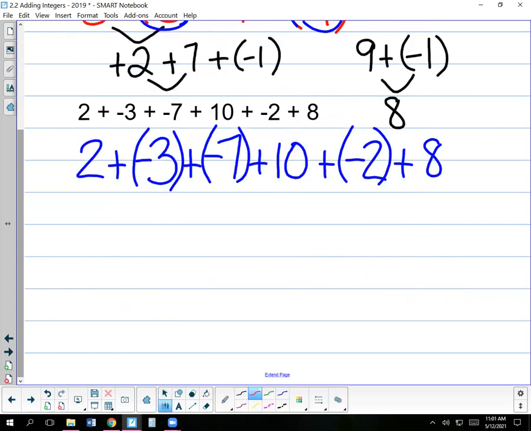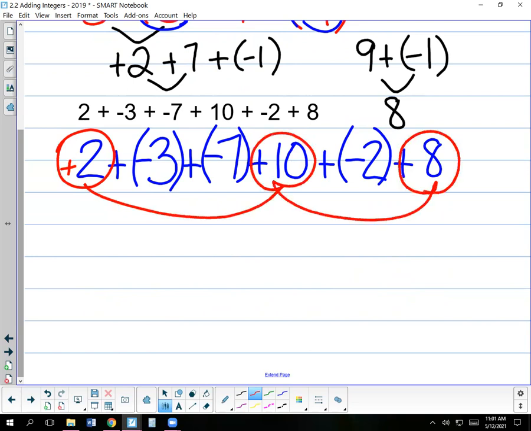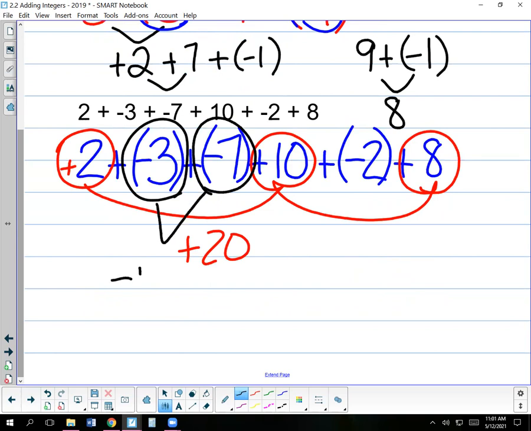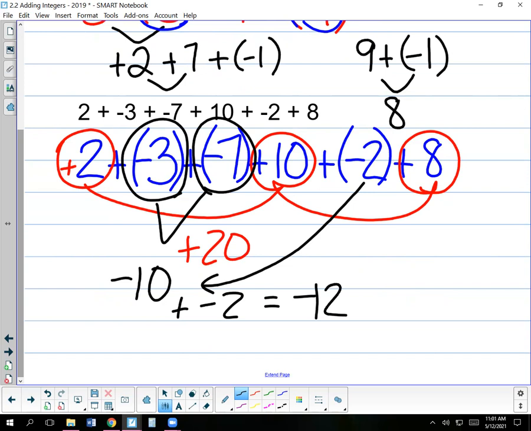Okay, I did the good first. So I got 2 good, 10 good, and 8 good, which makes 20 good. I like to do a plus just because I know I'm paying attention. Okay, positive. And then I have 3 bad, 7 bad, that makes 10 bad. And then this will do bad. So I add 2 more bads, I have 12 bad.